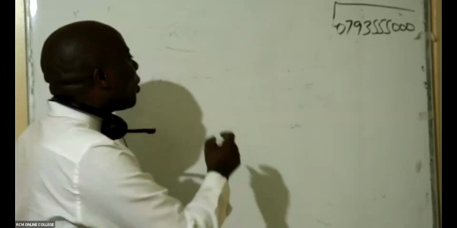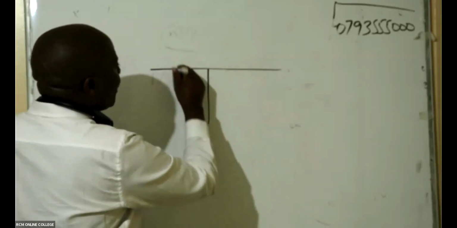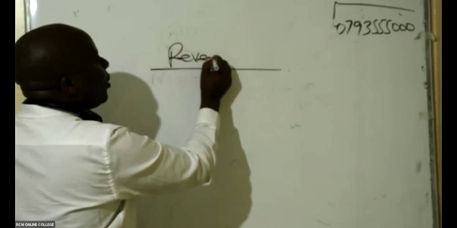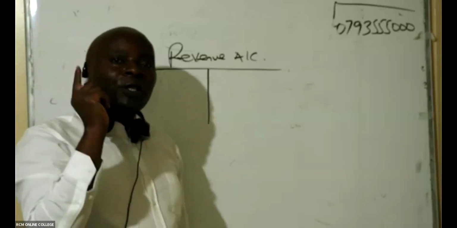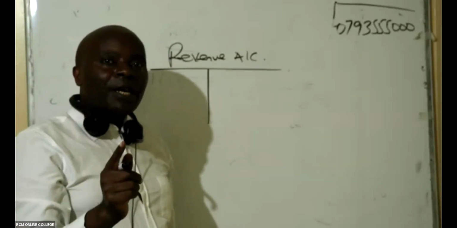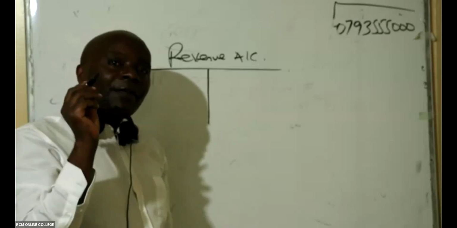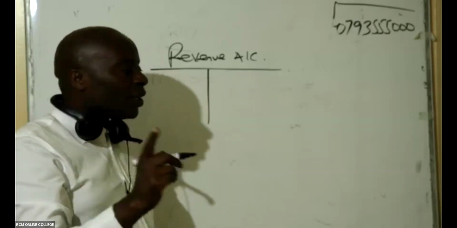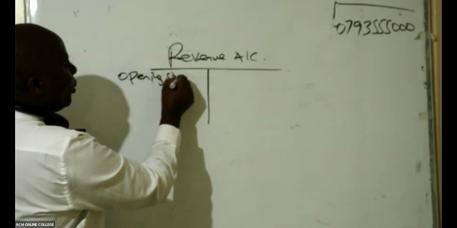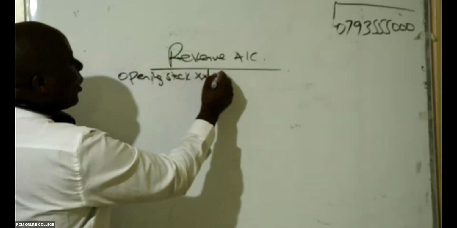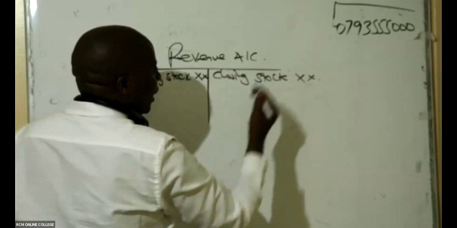according to this particular standard, we're going to have a T account, where we are going to have what we call our revenue account. Revenue account for each biological asset, for the crops, revenue account for the animals, all right? And in this revenue account, the standard tells us to have opening stock on the debit. We are going to have closing stock at the end of the year on this side.